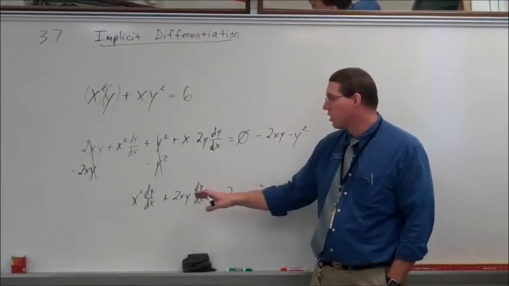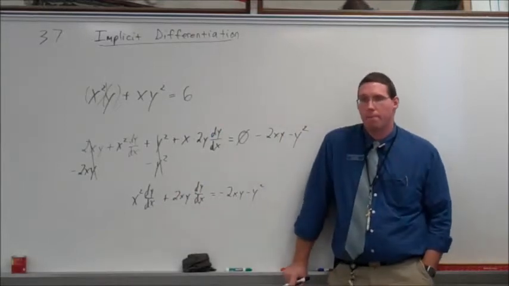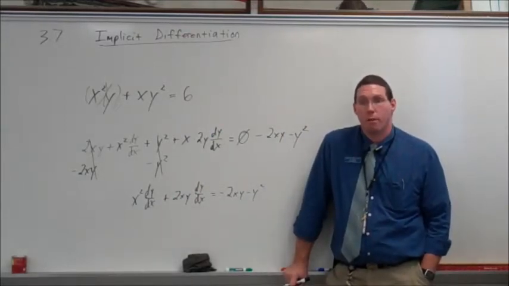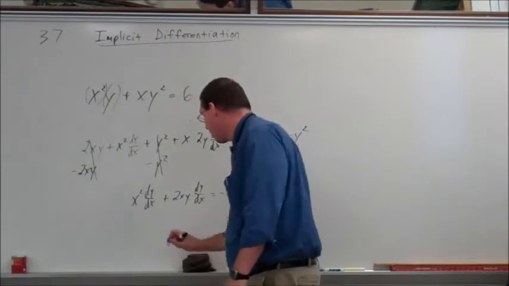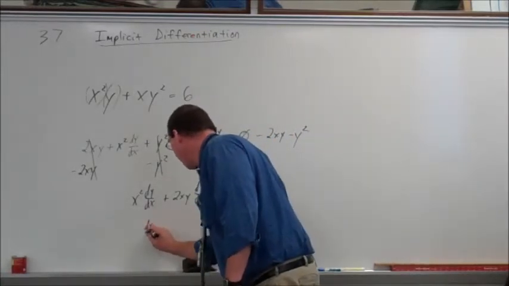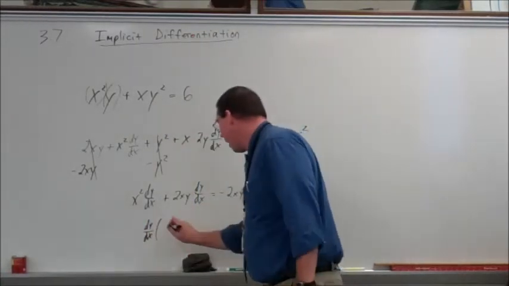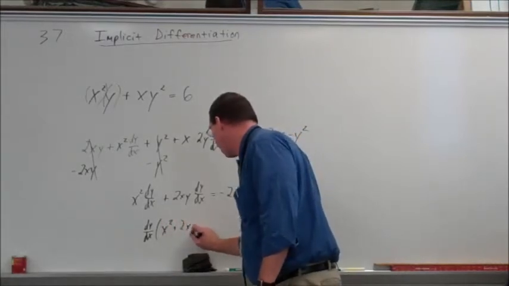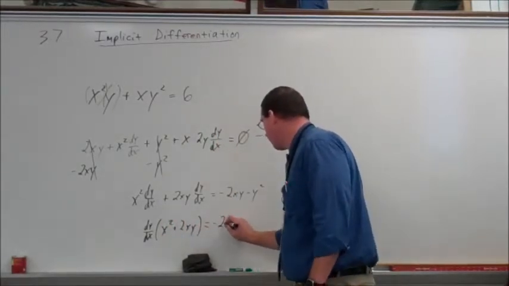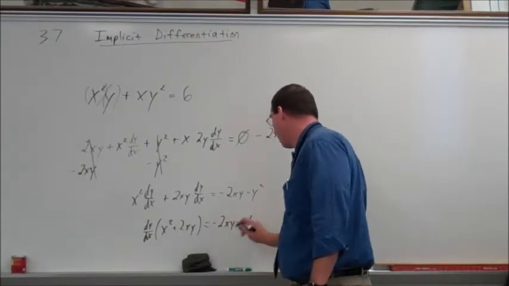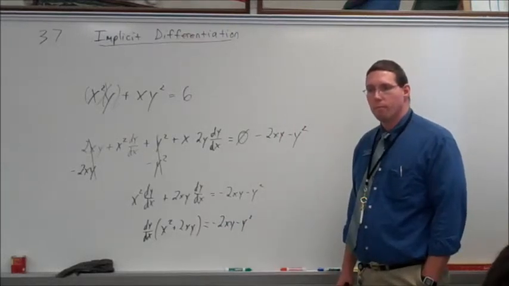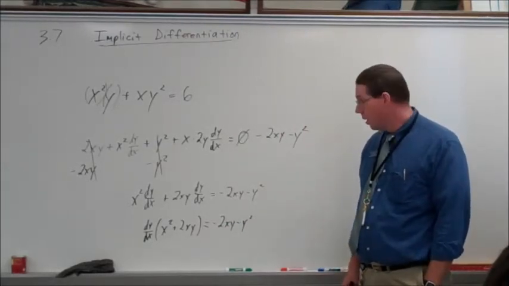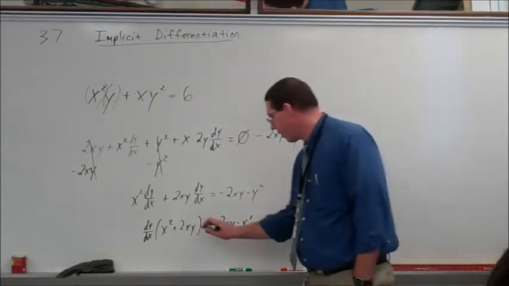Look at it. What's interesting about all of the terms on the left side? They all have a dy/dx. So what can we do? Factor out a dy/dx. So I'm going to factor out dy/dx, and on the inside is x squared plus 2xy, equals negative 2xy minus y squared. One thing remains: divide by x squared plus 2xy.